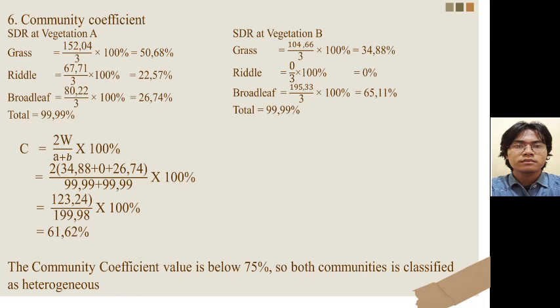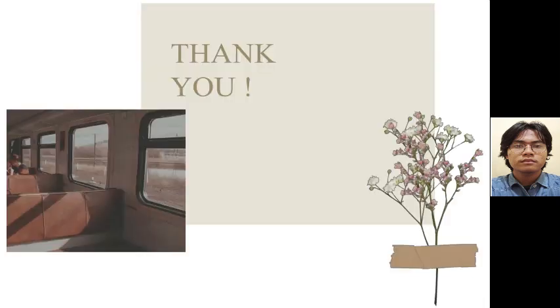The community coefficient value is below 75%, so both communities are classified as heterogeneous.